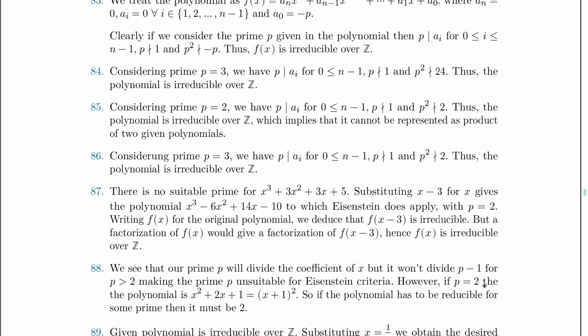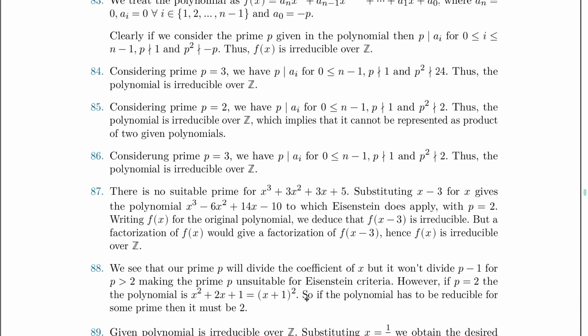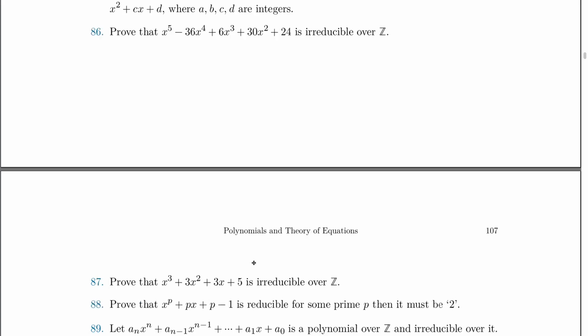But if p is equal to 2, then this polynomial becomes x square plus 2x plus 1, which is x plus 1 whole square. So if the polynomial has to be reducible, then the prime must be 2.